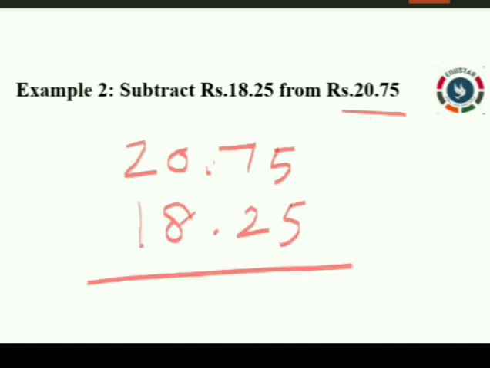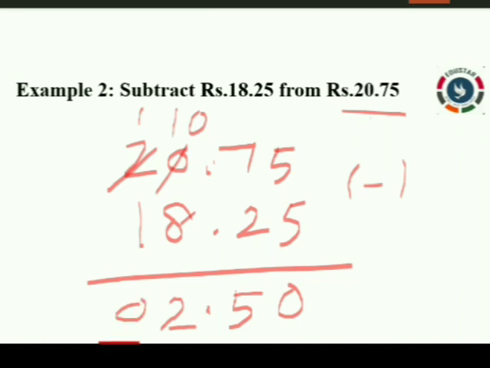18.25. Subtract now. 5 minus 5, 0. 7 minus 2 is 5. Keep decimal point. Next 0. So you have to get borrow from 2. So 10. 10 minus 8 is 2. Here this is 1, right? So 1 minus 1 is 0. Your answer is 2.50. If you subtract 18.25 from 20.75, you will get answer as 2 rupees 50 paise.